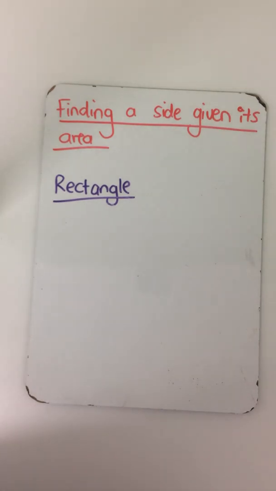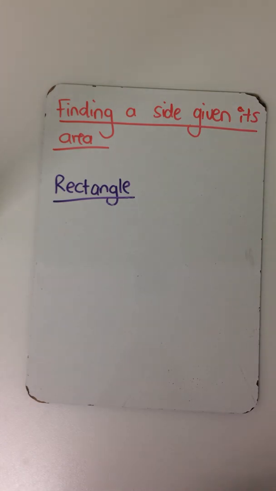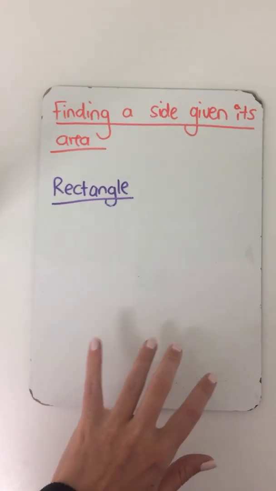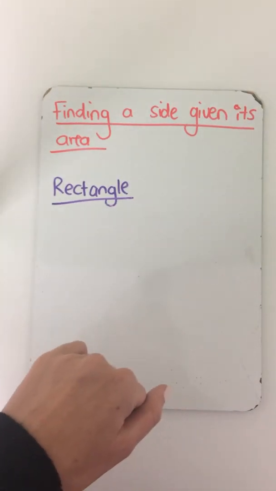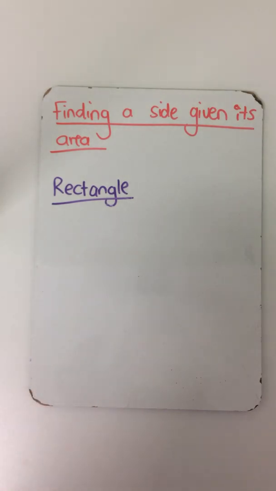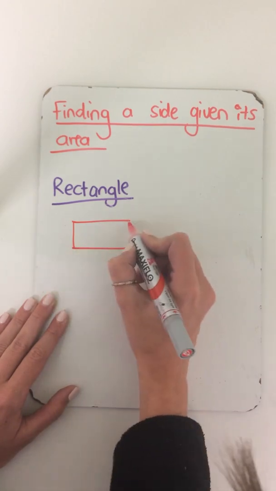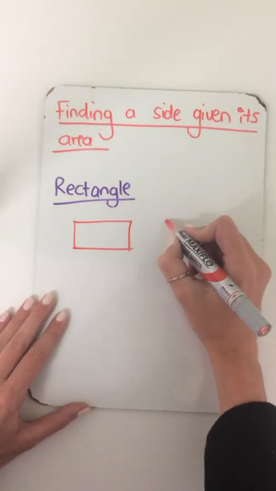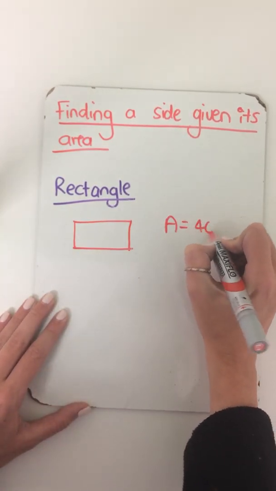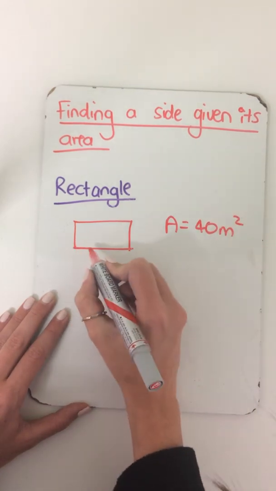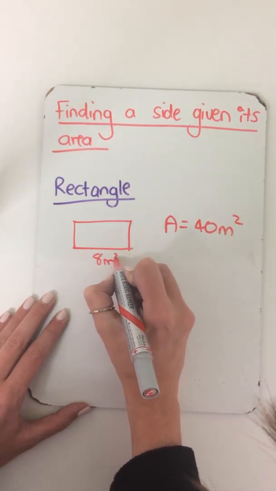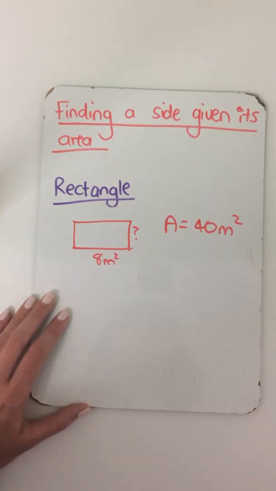In the previous YouTube video, we looked at how to find the side of a shape when I'm only given the perimeter and another side. In this example, we are going to find the side of a shape when we're only given the area and one of the sides. So, in a rectangle, let's say the area is given to me and it is 40 meters squared. And they tell me that the length is 8 meters and I need to find the breadth.